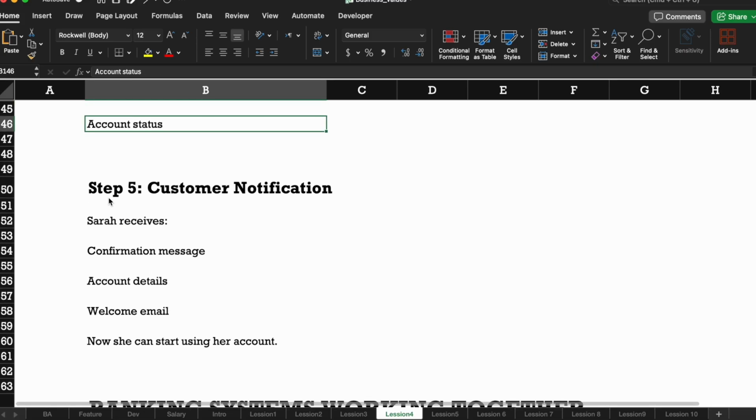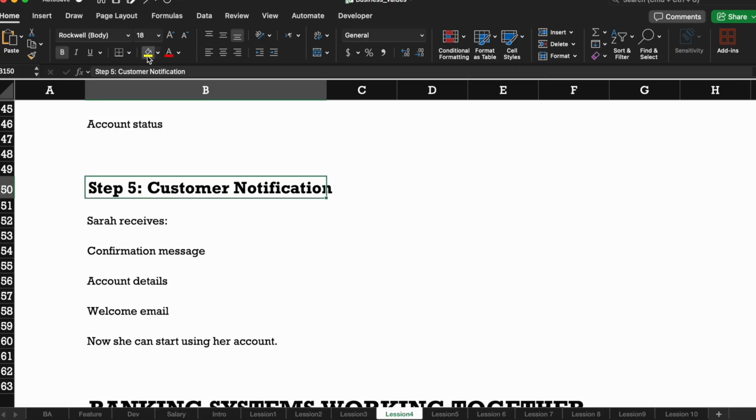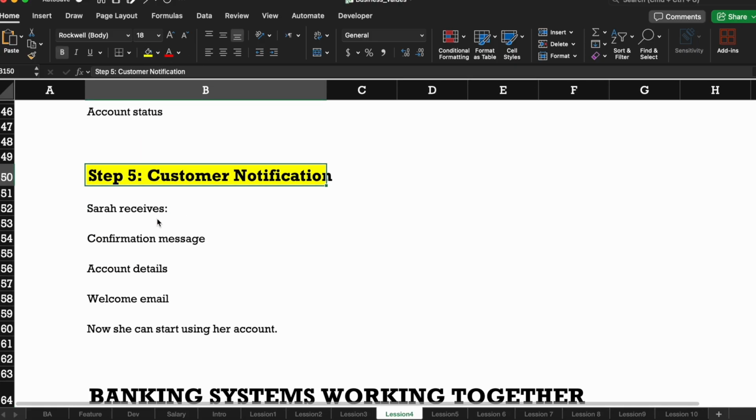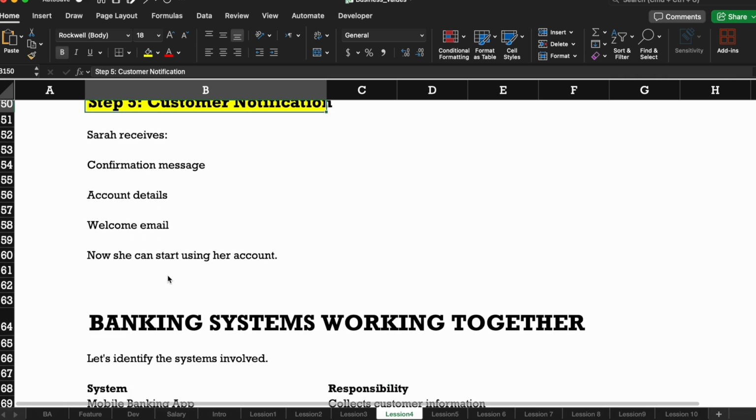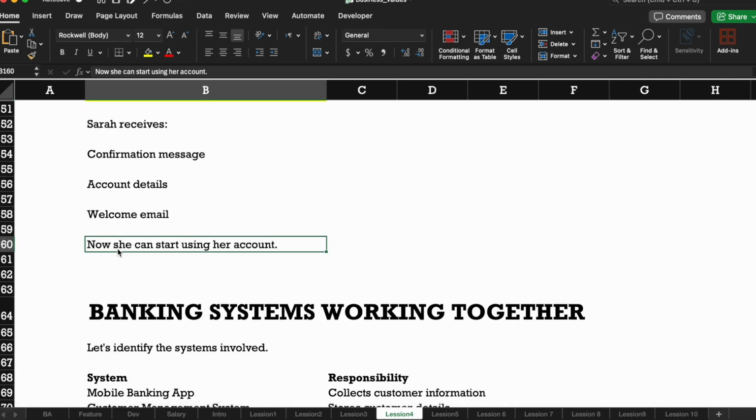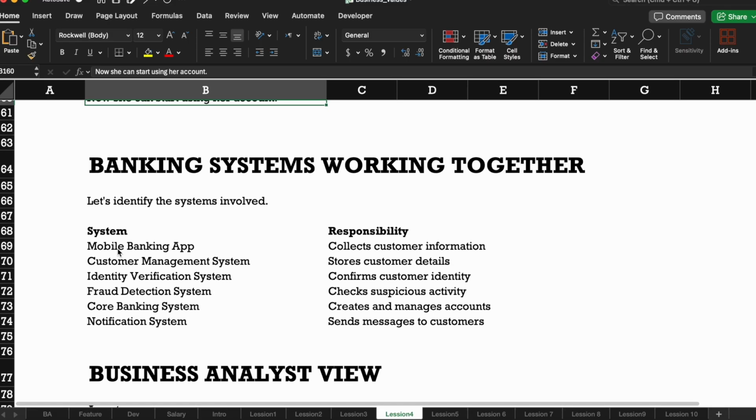Right? So step number 5, customer notification. Now everything passed. Sarah received a confirmation message, account details, and a welcome email. Now Sarah can start using her account, right? So let's understand how the banking systems work together in order to create Sarah's bank account.